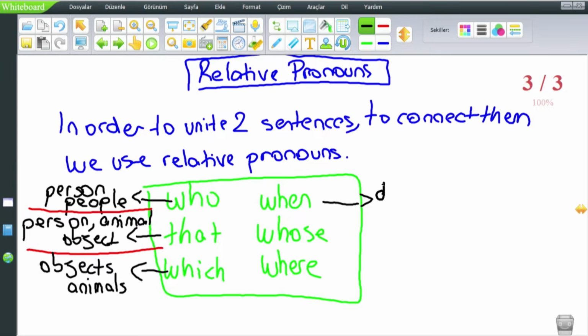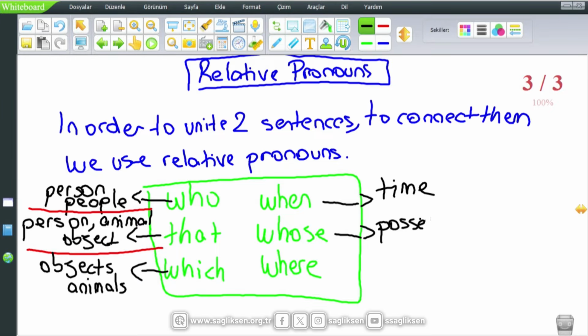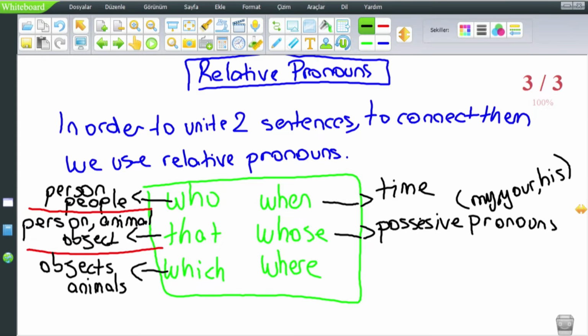When, we define time, and whose, we define possessive pronouns like my, your, his. And I define places with where. This is really important because it is really important to choose the right relative pronoun in order to create a meaningful sentence using a relative clause.